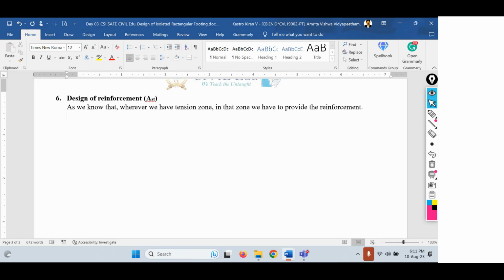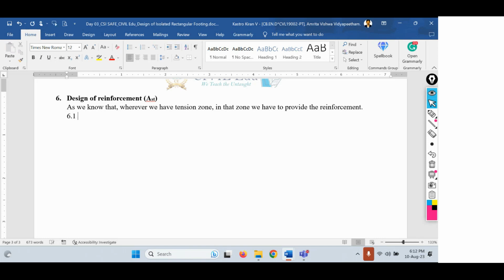At the bottom of the foundation slab, we'll get the tension zone. At the top of the foundation slab, we'll get the compression zone. Right. So here, when we are finding the reinforcement, we have to find the reinforcement along the length direction and also along the width direction. Okay, along the length of the footing and also along the width of the footing.